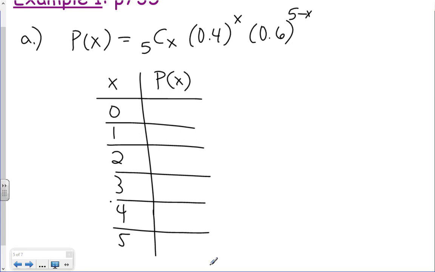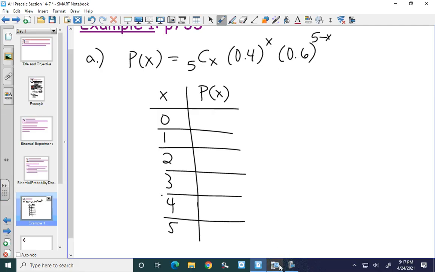So we'll fill in these values here in our table. To do that, though, let's grab our calculator and let it help us out here. We're going to take that equation that we have and put that into y1. So let's do that. Grab your calculator and let's try this out.